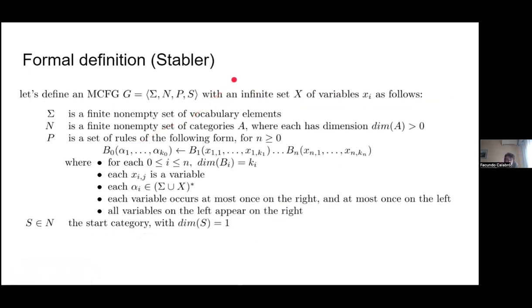Okay, this is a more formal definition provided by Stabler. So we have that a multiple context-free grammar consists of a finite non-empty set of vocabulary elements, a finite non-empty set of categories where each has dimension greater than 0. So if all the categories have dimension 1, we have a CFG.